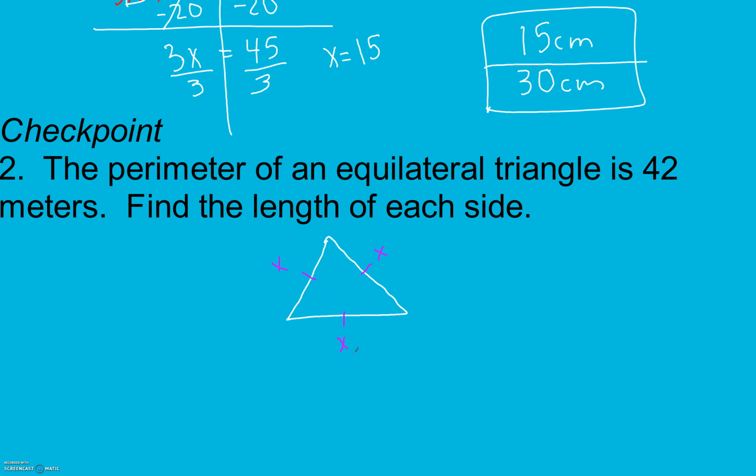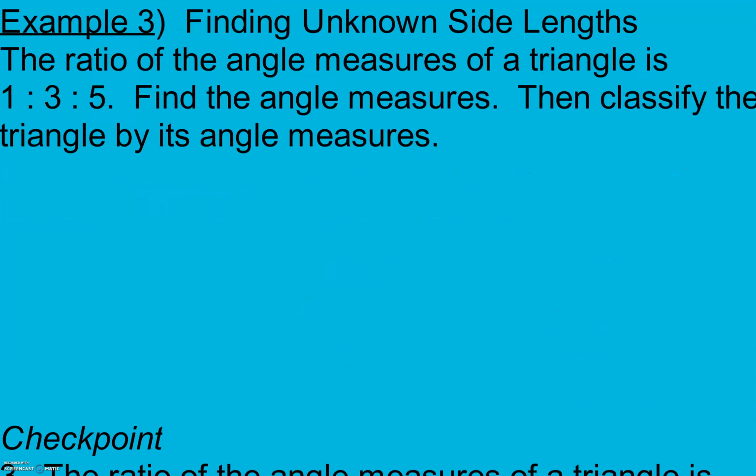Okay, but we know that in an equilateral, all of our sides are equal. Here, to find the perimeter, we add those up. So x plus x plus x. And that perimeter is 42. So 1x plus another x gives me 3 x's equals 42. Divide by 3. And x is 14 meters. So the length of each side is 14 meters.